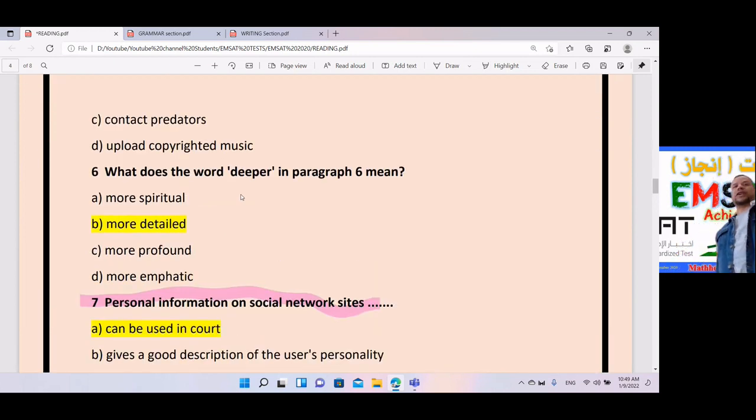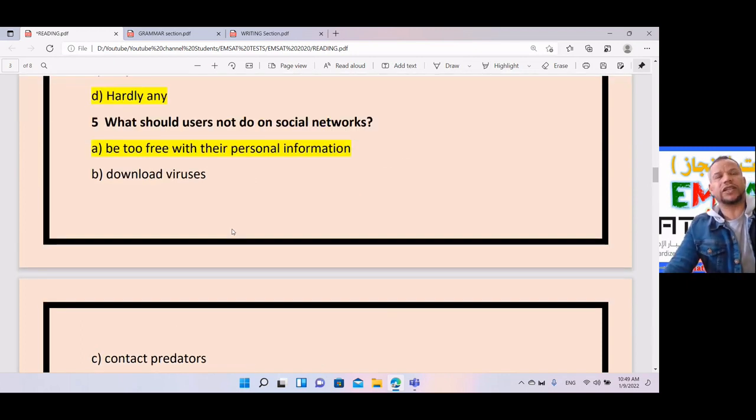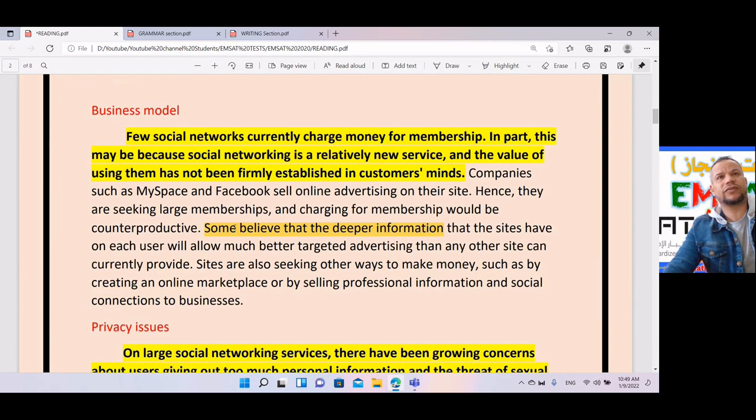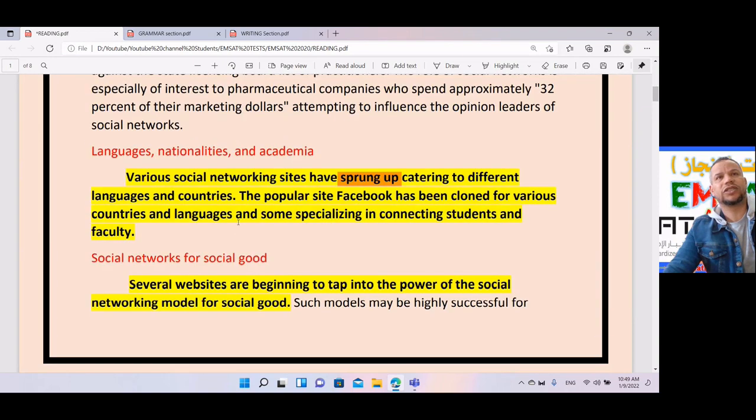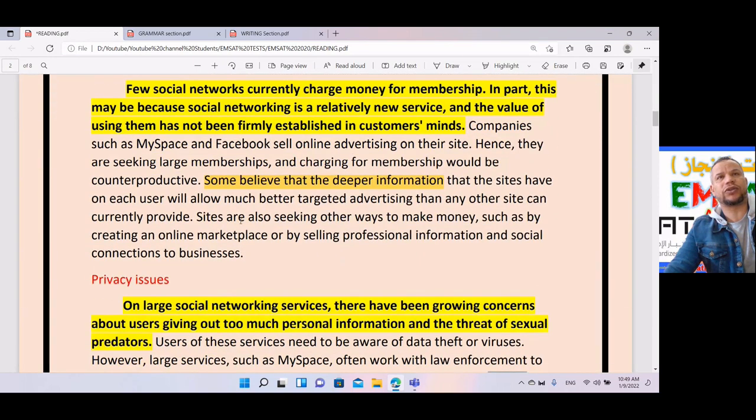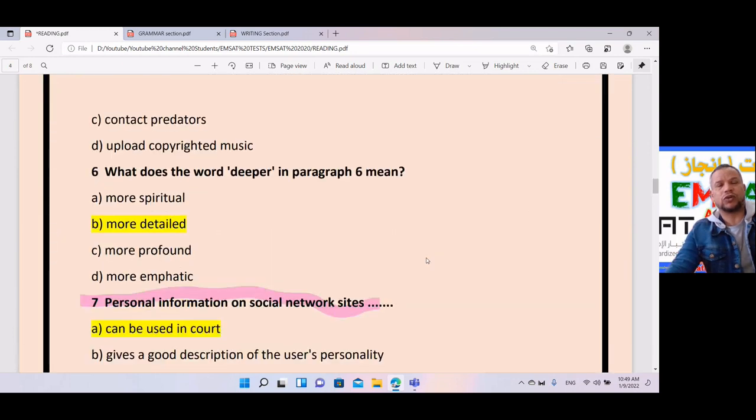Question 6, what does the word deeper in paragraph 6 mean? Deeper means in depth. In depth, if it's related to information, means details. If it's related to something concrete, you can see it and touch it, so it means in depth, literally. So where is the word? The word is deeper. Yes, here. Some believe that the deeper information. I told you, deeper information means detailed information, because I'm talking about information here. So the answer is more detailed.